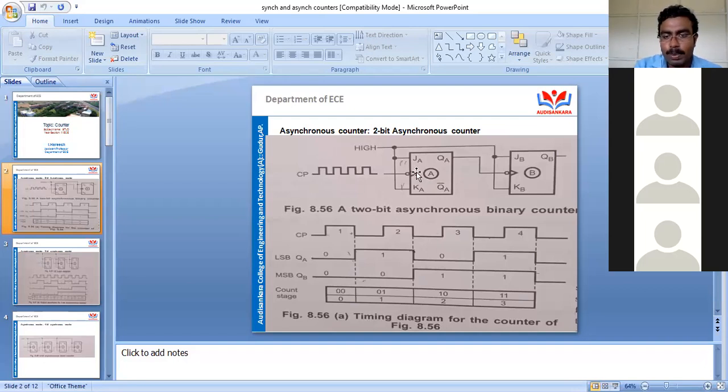Okay, and clock pulse is given, students. I told you the difference between asynchronous and synchronous counters. Since this is an asynchronous counter, only the first flip-flop is given the clock pulse. Then it will work and generate some output QA, which is given as clock input for the second flip-flop. With this input as a clock, the second flip-flop has to work here. That is the biggest difference in the design part, students.